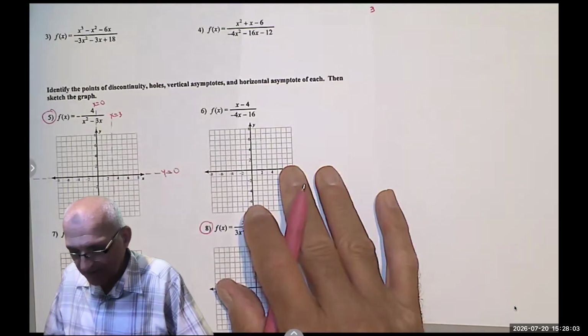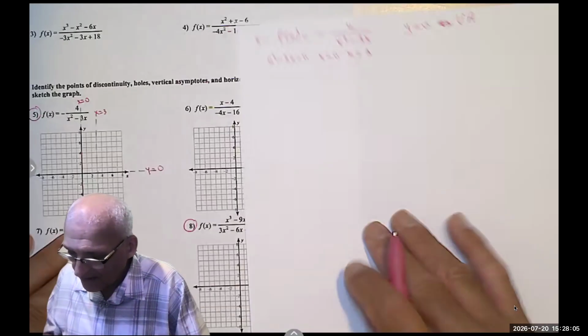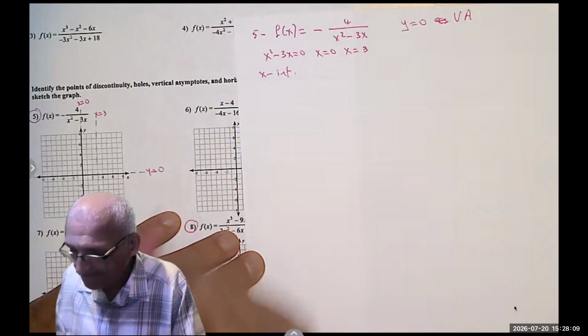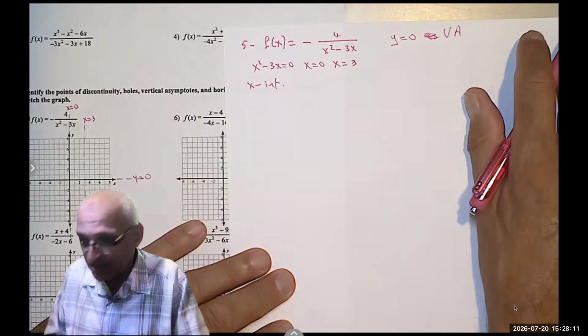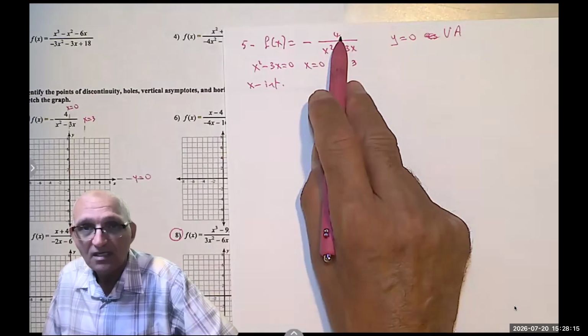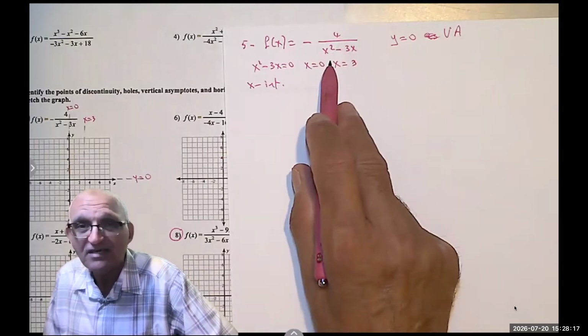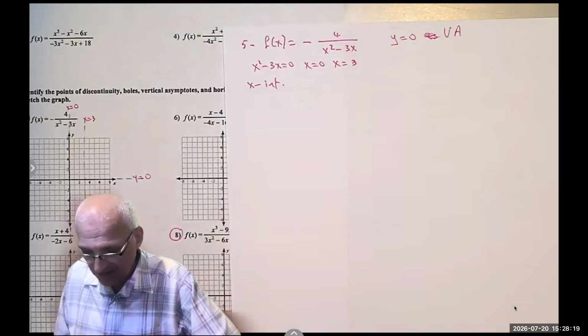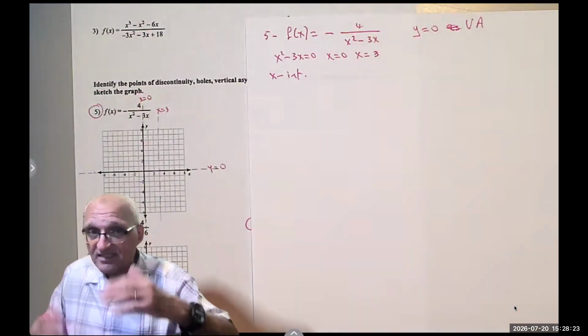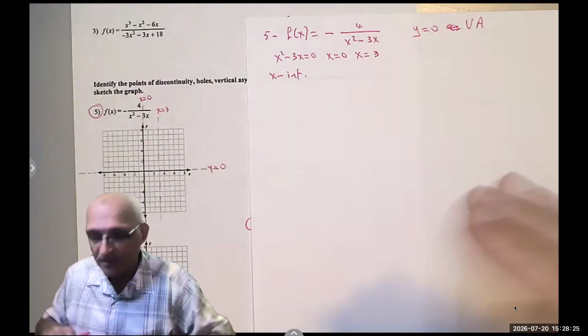So I found all the asymptotes. Now I find the x-intercept. It doesn't exist, because how can f of x equal 0 if the numerator is a number? That means the denominator has to be infinity, that's why it's an asymptote. So it doesn't cross the x-axis, but they get very close to it.